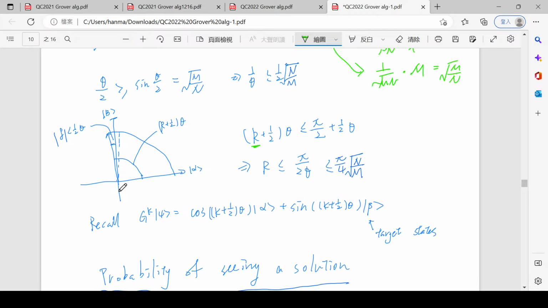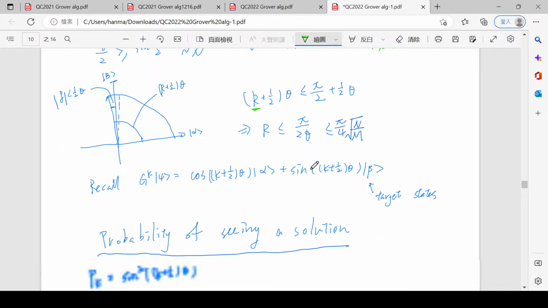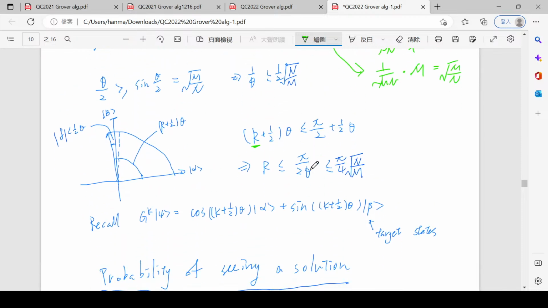Oh, so we are finding an upper bound, so this is a little weird. So what's the maximum number of R we need to do? We keep rotating, and we want to stop at the place that's closest to this beta, right? If we are closer to the beta, then we have higher probability of measuring some marked item.